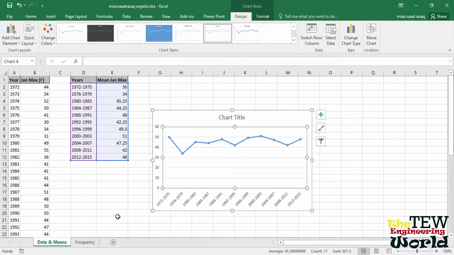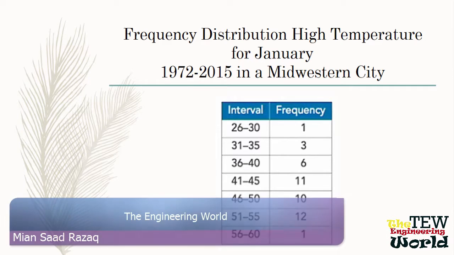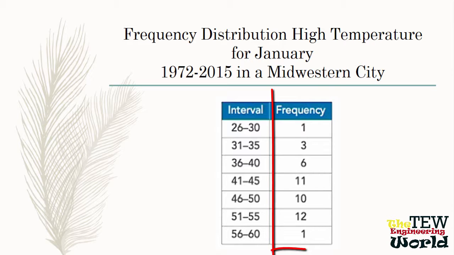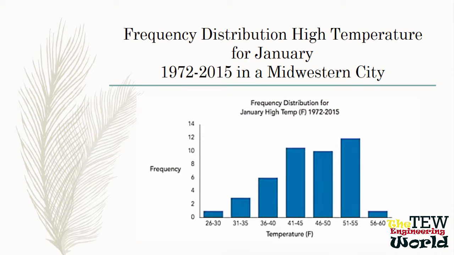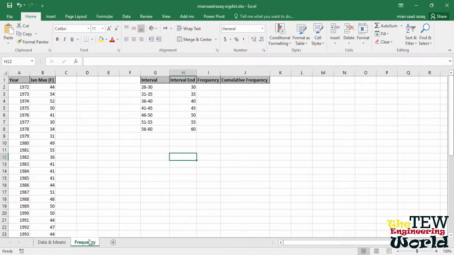Still another way to organize a distribution is to put the temperatures into intervals of say 5 degrees each, regardless of year, and count the frequency in each interval. So here is the resulting frequency distribution, and here is a graph of the frequency distribution, which is called a histogram. On the spreadsheet, click on the Frequency tab.